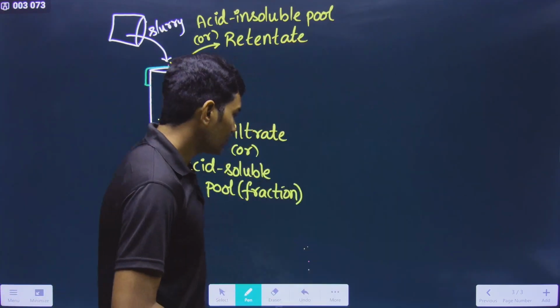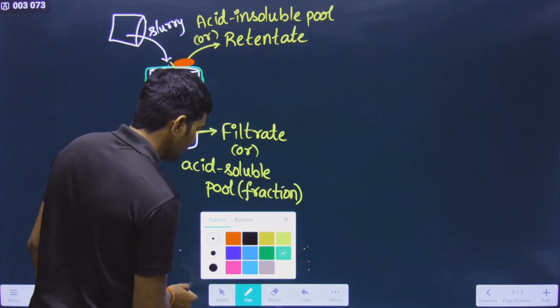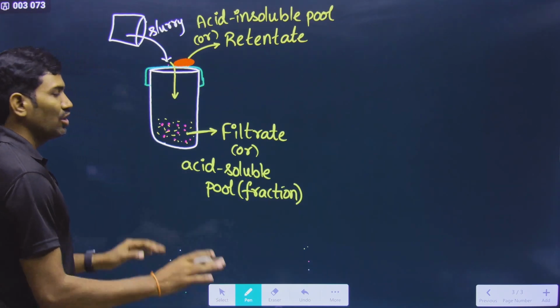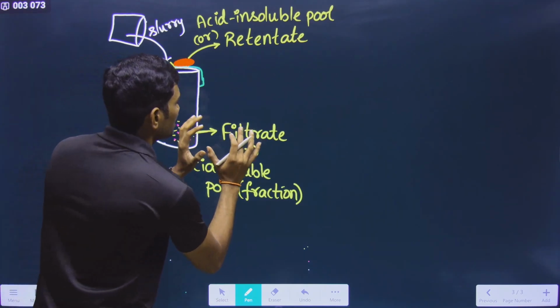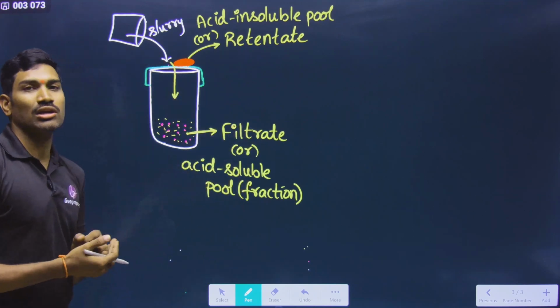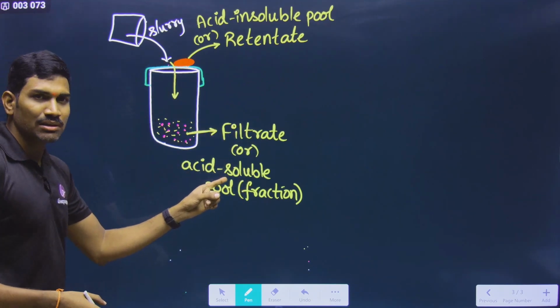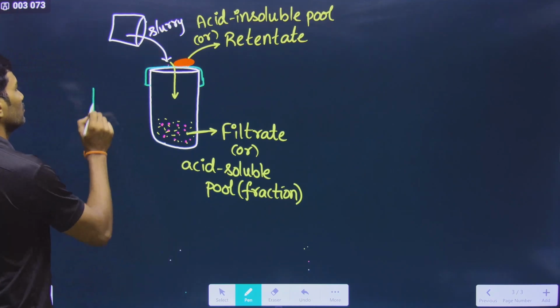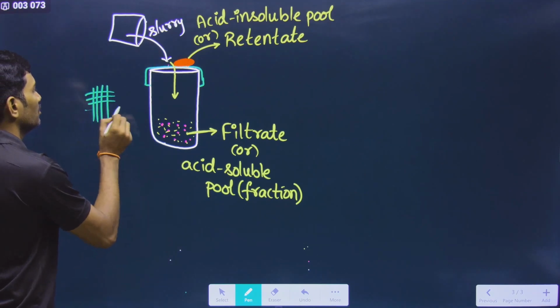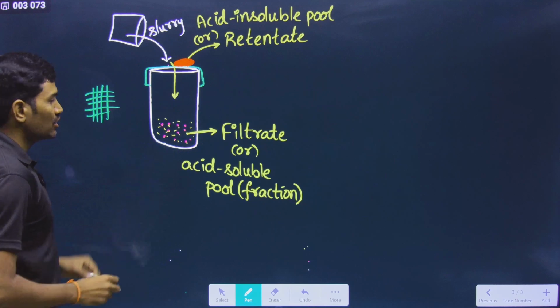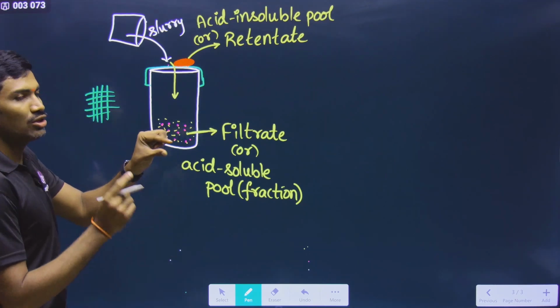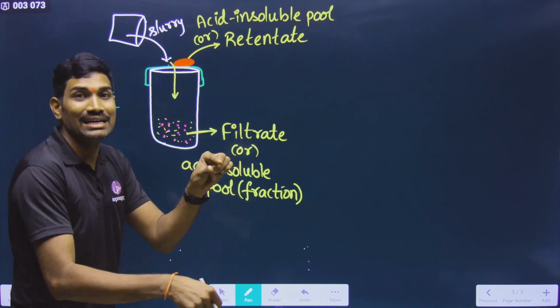Next point, point by point. All the points I am adding here, so that when we are reading NCERT, it will be easy. Now the next point is, what is present in this particular filtrate or acid soluble pool? Large molecules or small molecules? See here, through the cheesecloth, through the pores they are coming. The pore is already small. So who will come into this? Only those molecules smaller than the pore can come here.